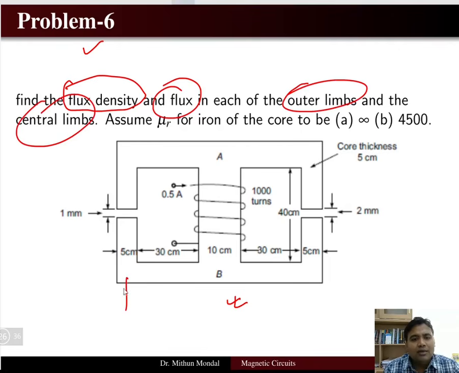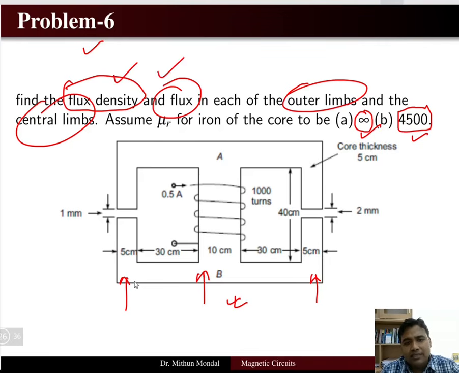Okay, so what are the flux and flux density in the outer limb and the central limb? Under the condition that the core or the iron permeability is infinite for case A, and for case B you have a value of 4500. So two values are given to you under the two different cases. You have to calculate the flux density and flux in the outer limb and the central limb.